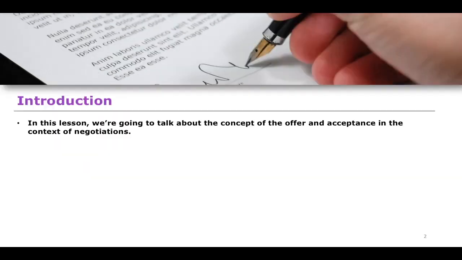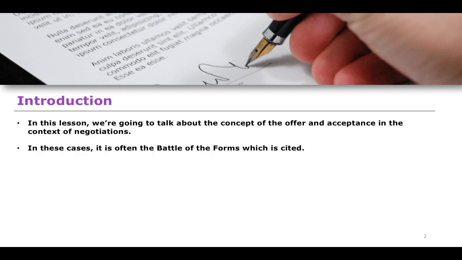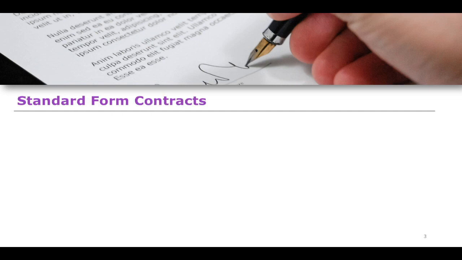So we'll talk about the concept of the offer and the acceptance in the context of business and commercial negotiations, and this is often known as the Battle of the Forms, which is a general legal principle, or at least an approach which the courts attempt to establish when looking at commercial contexts in which standard form contracts may be used, and where there may be multiple standard form contracts which are essentially trying to win out over the other. And we'll see what all of this means with reference to some case law as well.